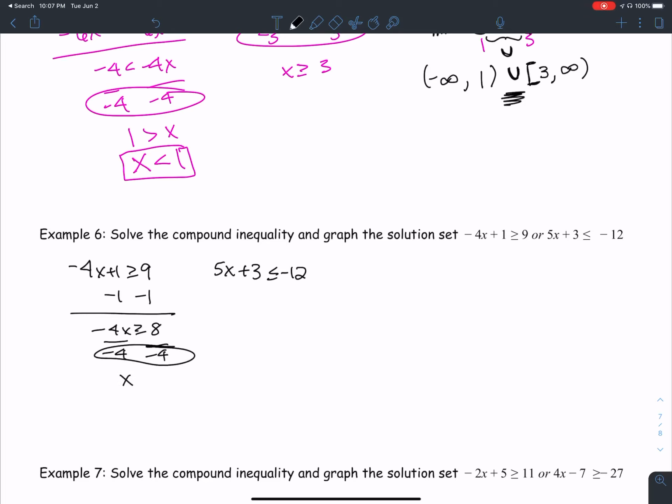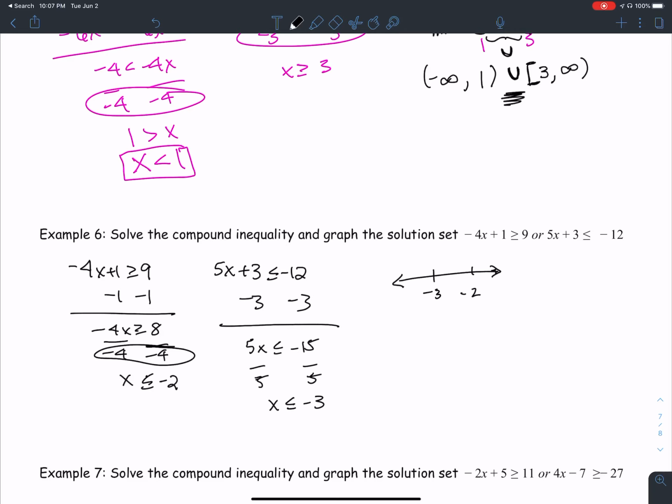I divided by a negative, so x is less than or equal to negative 2. 5x less than or equal to negative 15. Divide by 5, divide by 5, x is less than or equal to negative 3. I did not divide by a negative, even though the answer is negative. All right, here we go. Negative 3 goes over here, negative 2 goes over here. I've got that x is less than or equal to negative 3, and x is less than or equal to negative 2.